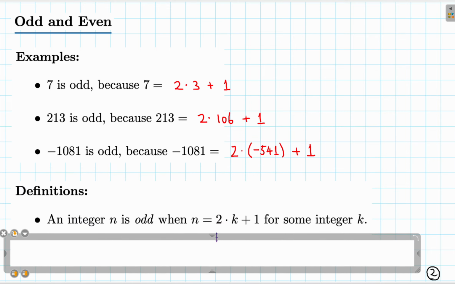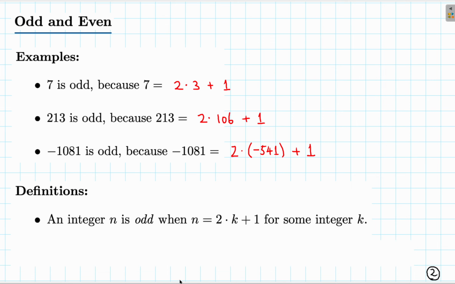So here's our definition. We say that an integer n is odd when we can write it as 2 times k plus 1 for some integer k. And so in our examples, n would be 7, and k would be 3. Or n would be 213, k would be 106. Or n would be negative 1081, and in this case, k would be negative 541. And so that's what we mean by an odd integer.